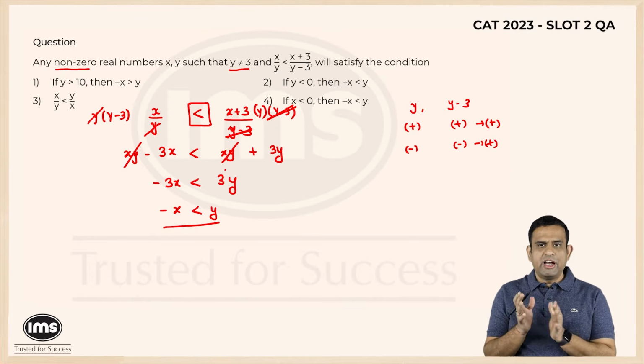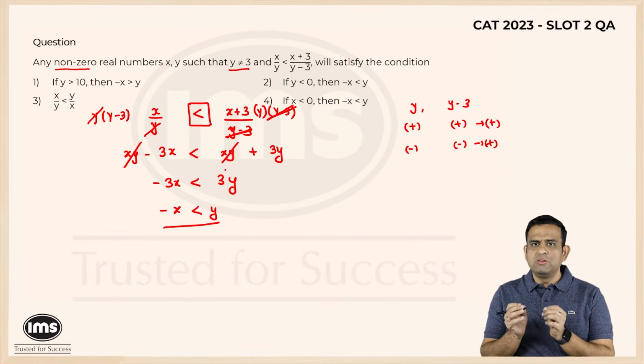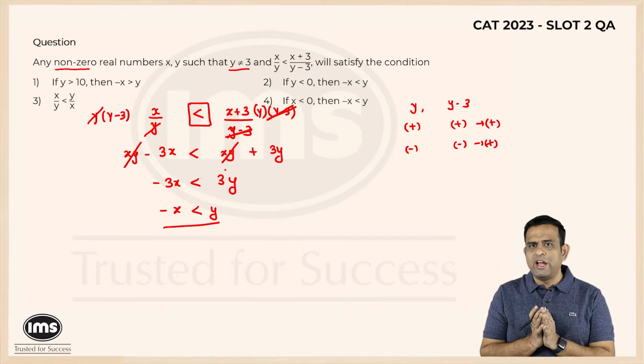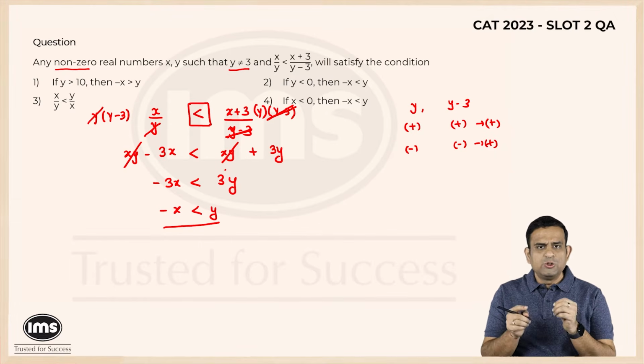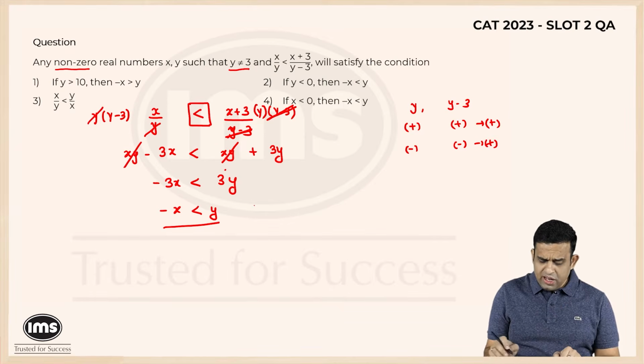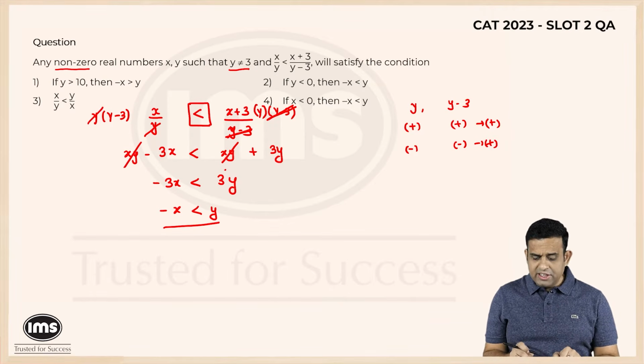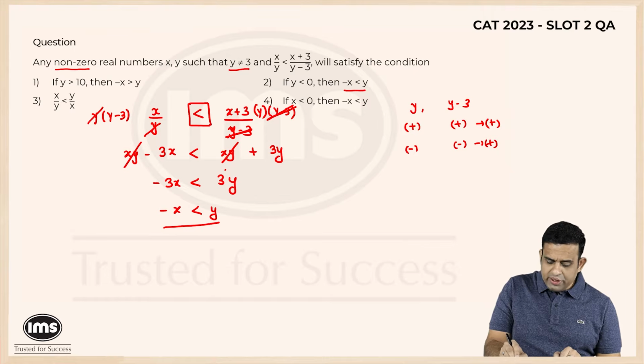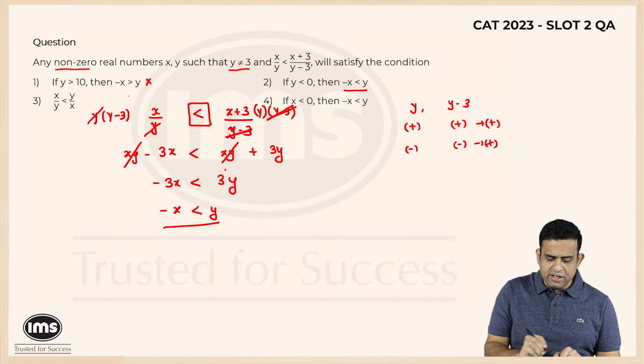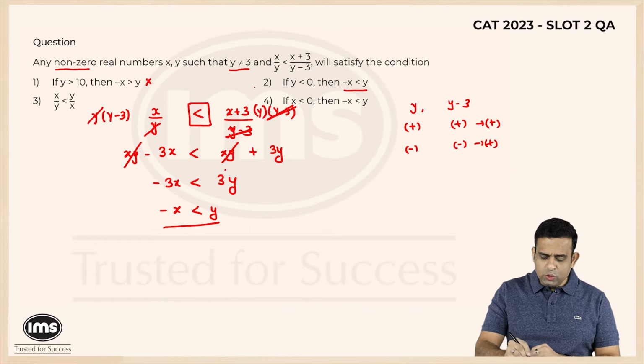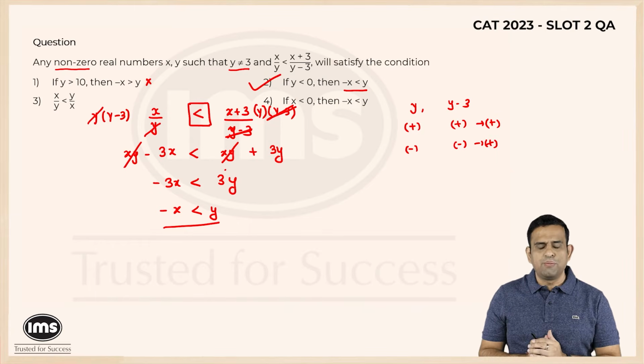So please note, whether I take option number 1 or option number 2, the multiplication of y into y minus 3 happens to be positive. So in a way, option number 1 and 2 both can be checked with the same approach. And what we have seen, minus x is less than y, which happens to be true in this case and not in this particular case. And I can be very certain to mark option number 2 at this particular point.